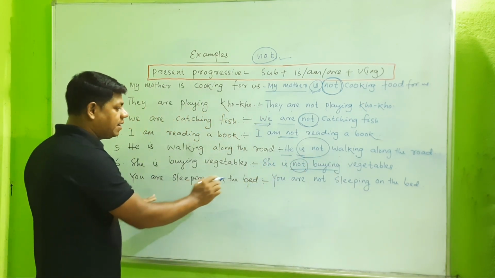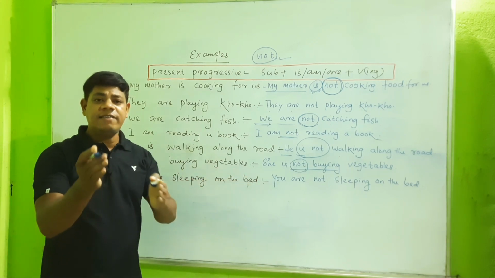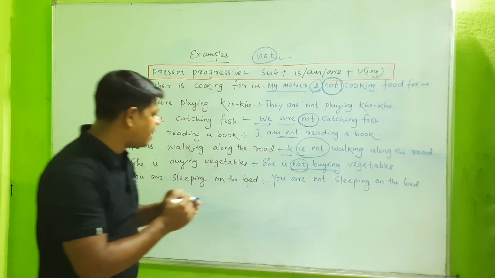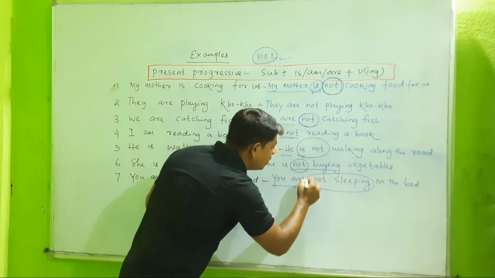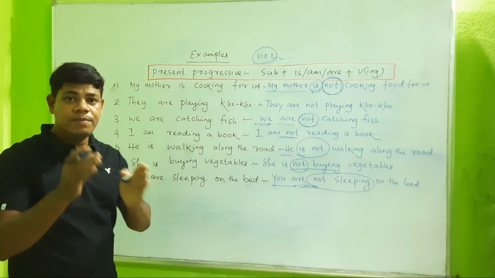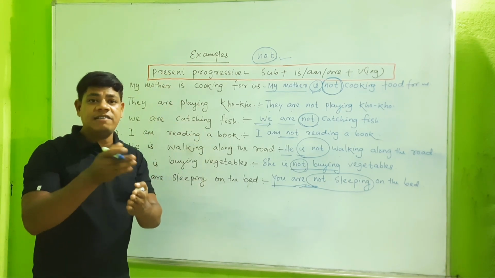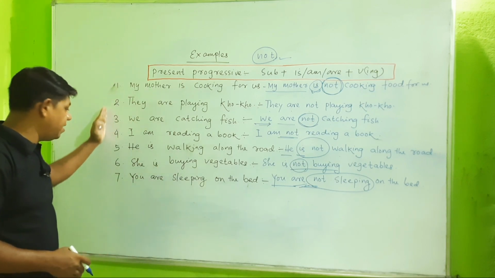Then you are sleeping on the bed. When this sentence is converted into a negative sentence, at that time you will just write like this: you are not sleeping. So these are the examples of present progressive. How these sentences are converted into negative sentences, you could just see from the examples.